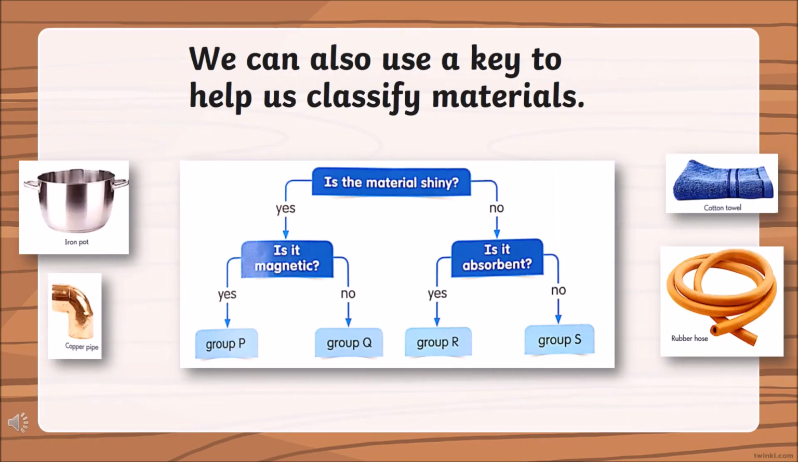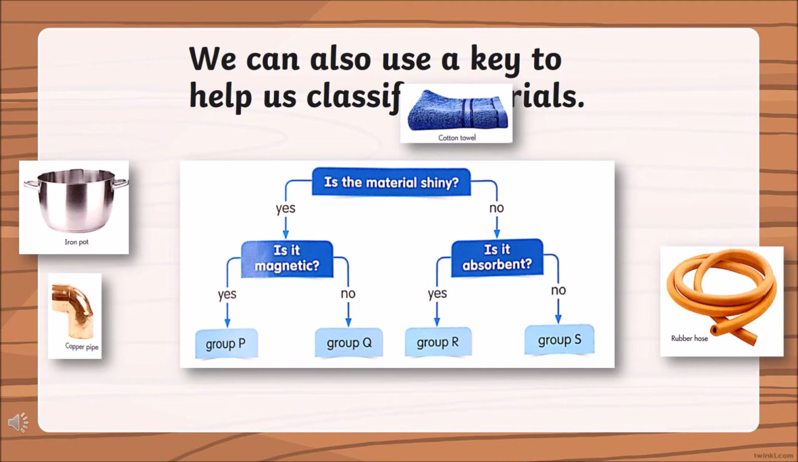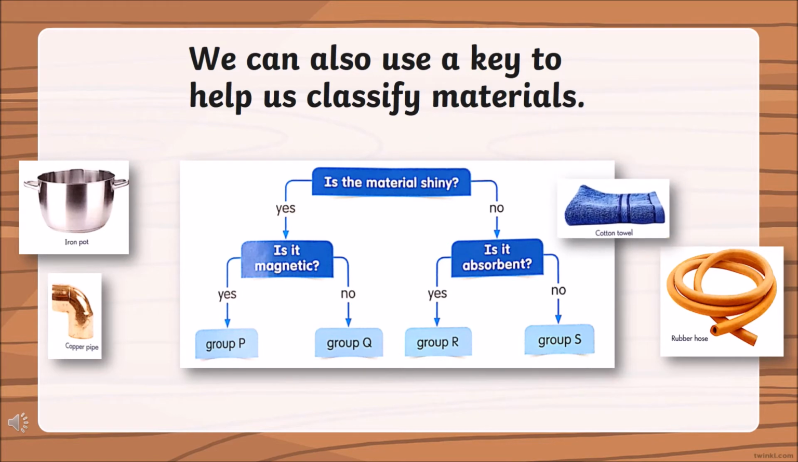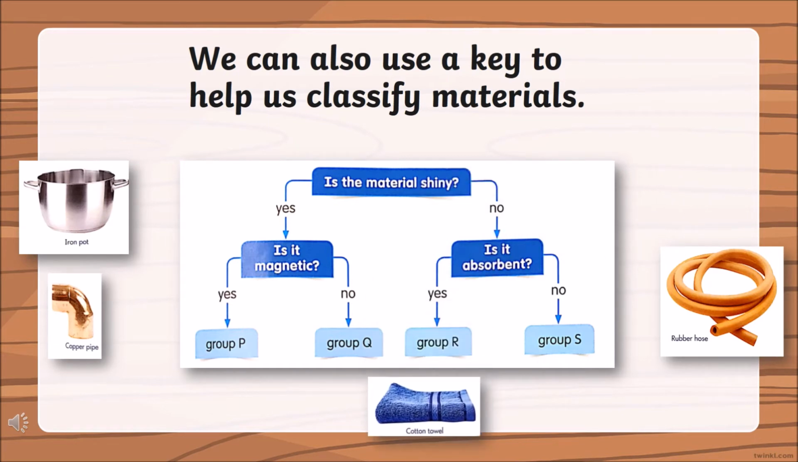We can also use a key to help us classify materials. Let's start with the cotton towel. Now, is the material shiny? Yes or no? No, so it goes over to the right side. Is it absorbent? Yes or no? Yes, so it goes down into group R.